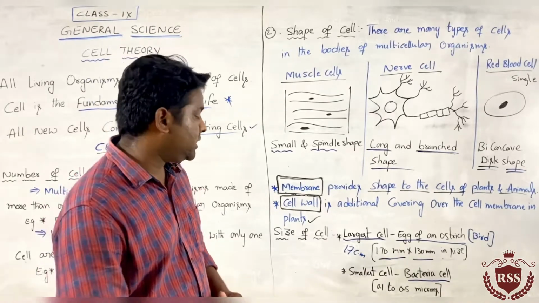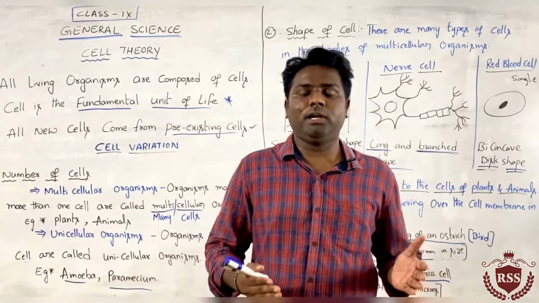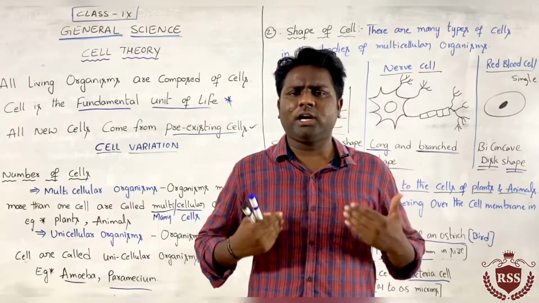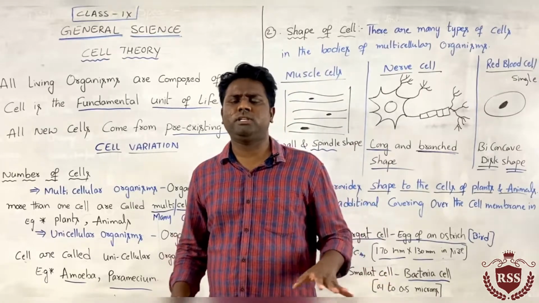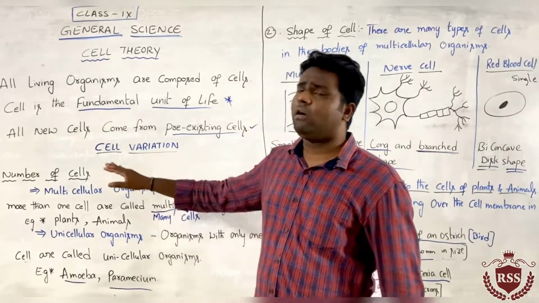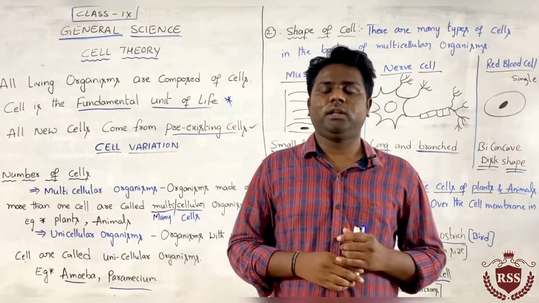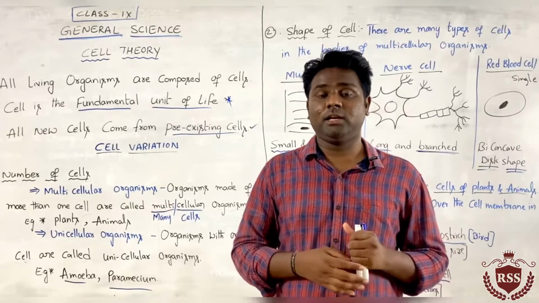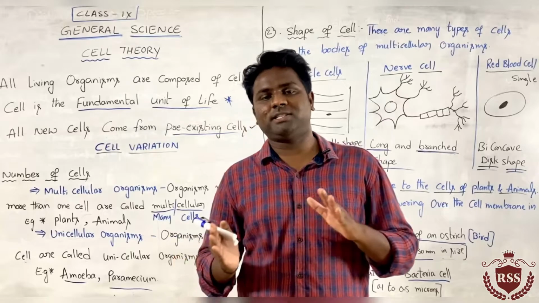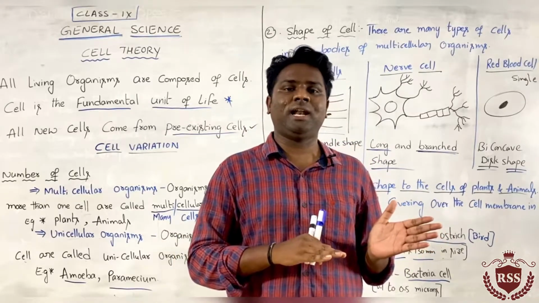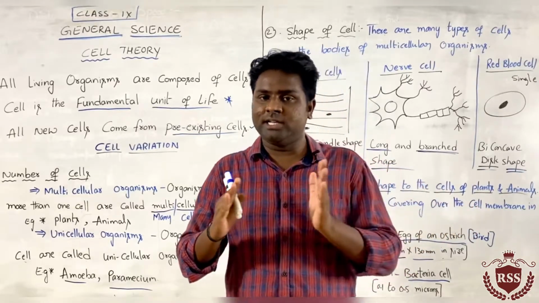That's the shape of the cell. In this way, cell is our fundamental unit of life. Every organism is made up of cells, and all new cells are formed from pre-existing cells. Variations in cells: different numbers, different shapes, and different sizes. Considering number of cells, there are multicellular organisms and unicellular organisms.